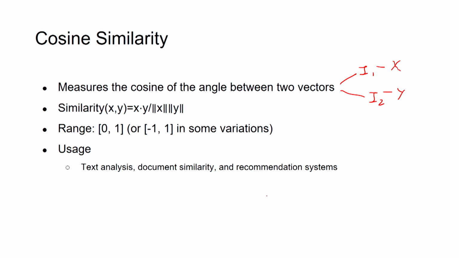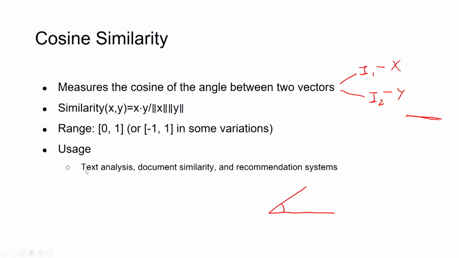So, if x is this vector and y is this vector, the cosine similarity shows you the angle between these two vectors. If both vectors have the same angle, then the cosine similarity will be 0. The formula is x into y upon mod of x mod of y, and its range is from 0 to 1, and with some variation it will be from -1 to 1.